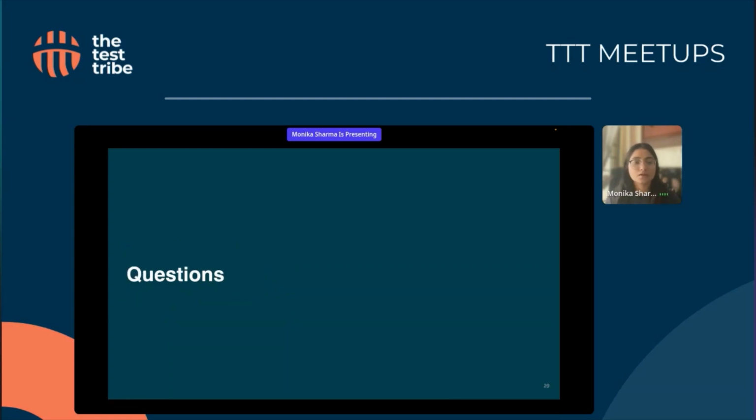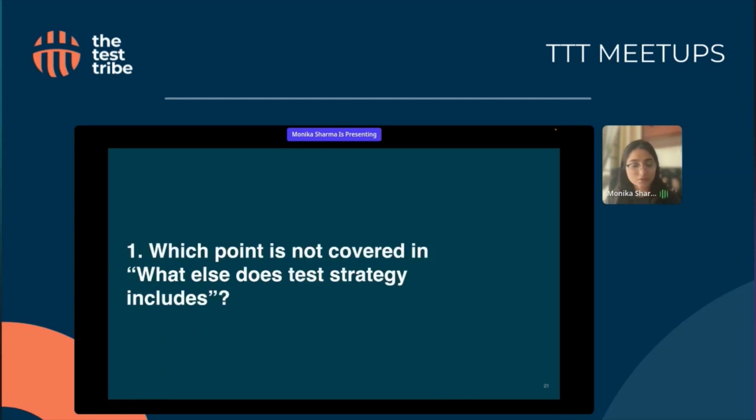Okay, so I have a question for you. I can't see the chats right now, but I wanted to know which point is not covered in what else a test strategy contains. For example, I have covered the test strategy pattern, I have covered the test bed, I have covered the CI/CD pipeline, and I have covered one more point. So I wanted to know what is not covered exactly.